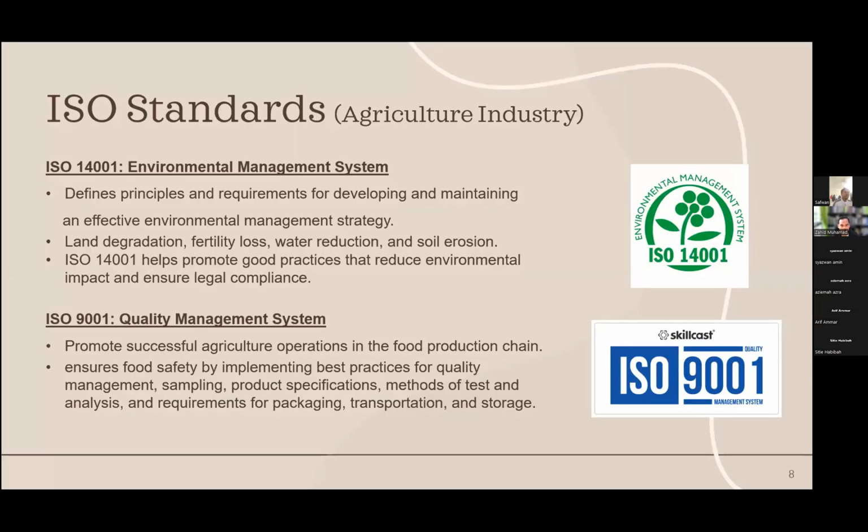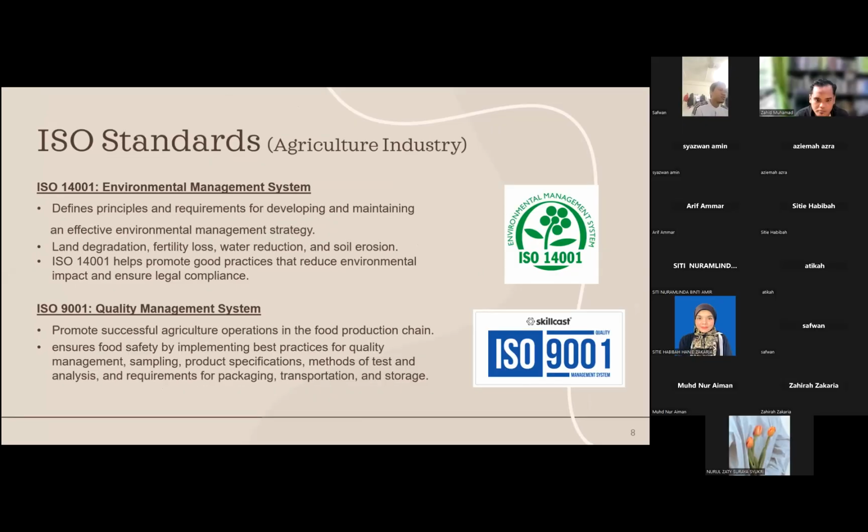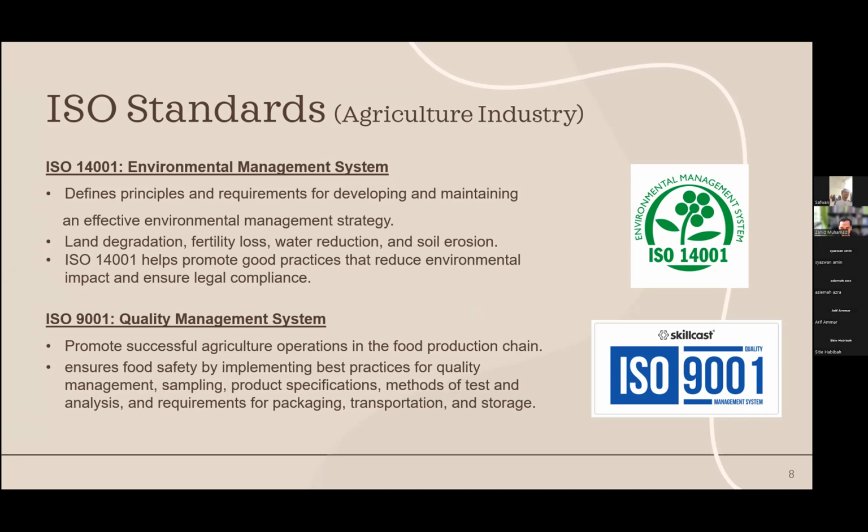So for the agriculture industry, we have ISO 14001 for the environmental management system. It is defined as a principle and requirement for developing and maintaining an effective environmental management strategy, for example for land degradation, fertility loss, water reduction, and soil erosion. ISO 14001 helps promote good practice that reduces environmental impact and ensures legal compliance.